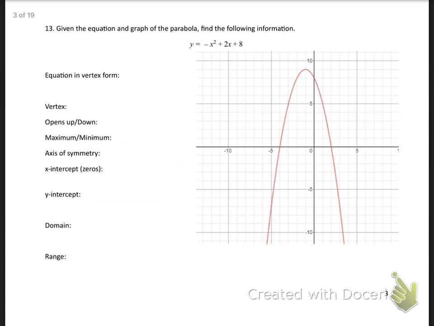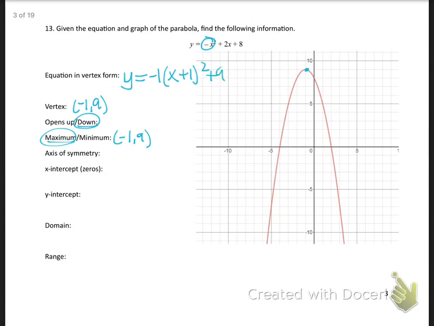All right, the next one we got, the vertex is at (-1, 9). Remember that vertex is that point right there. Okay, we are opening down, which means we have a maximum at that vertex. So I'm going to get y equals the a value from the original, this time is -1. When I put my x value in with that x, I flip them, so +1, and then I keep the k value normal, so +9.